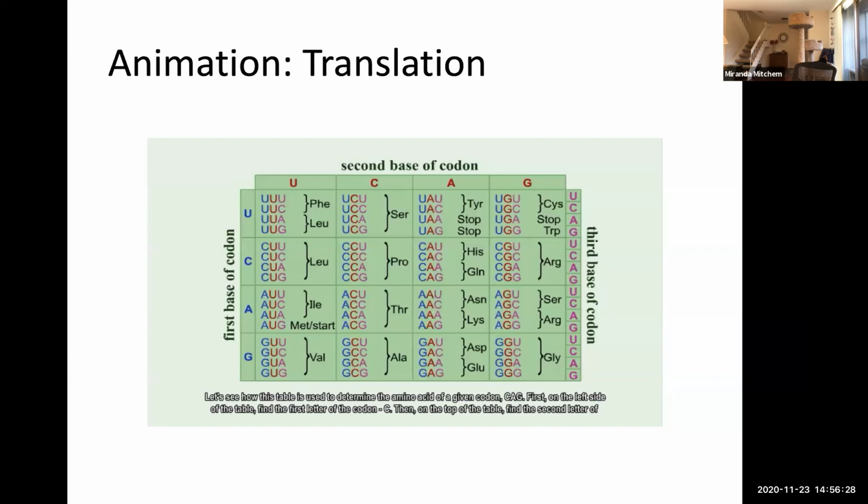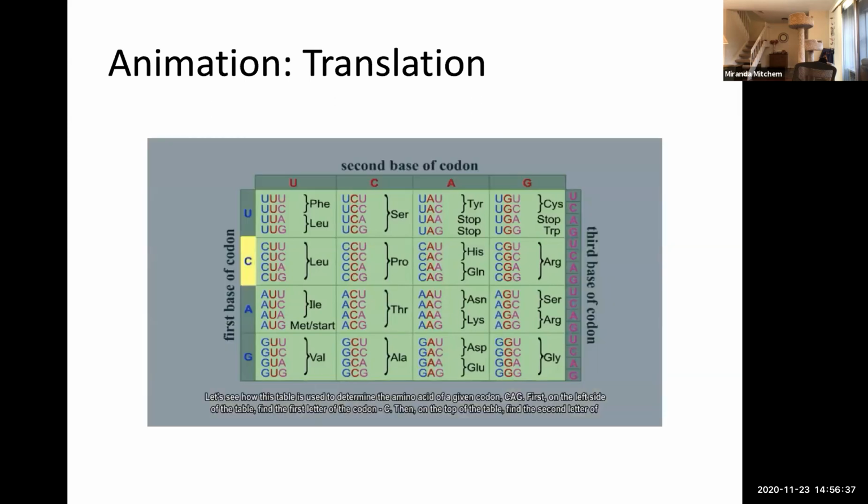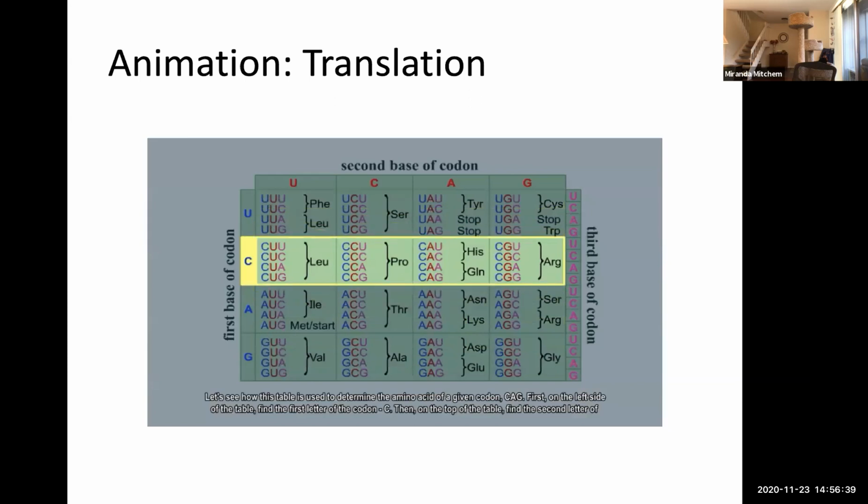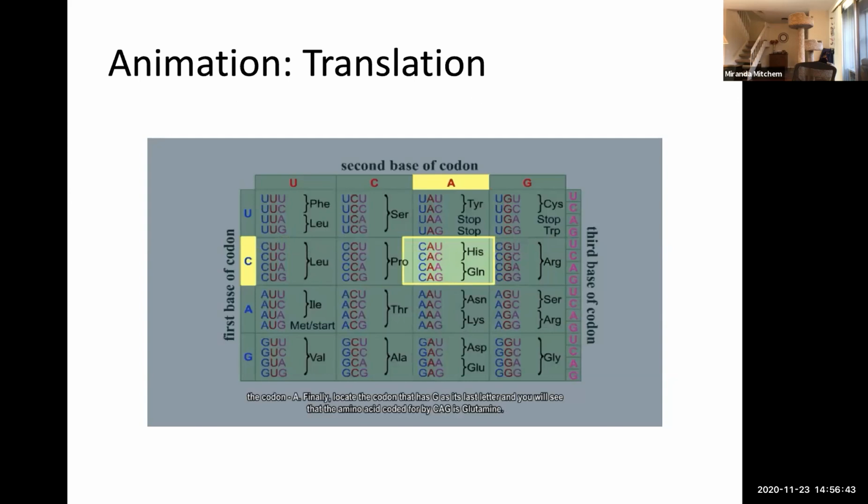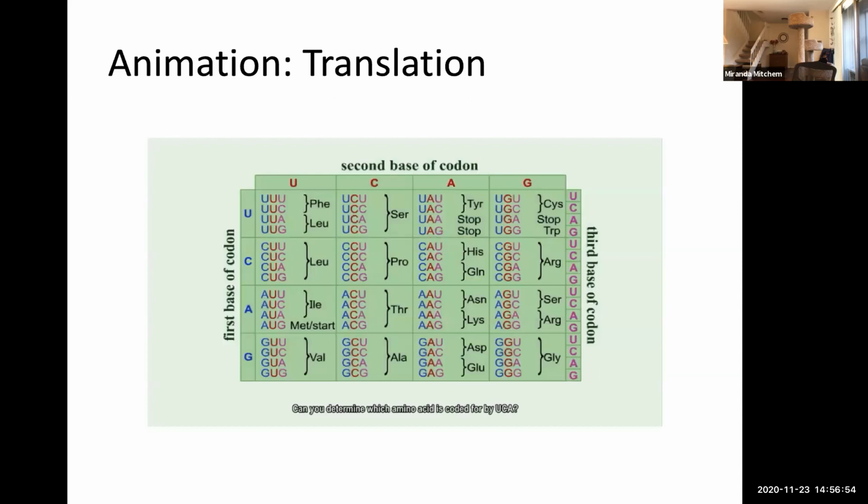Let's see how this table is used to determine the amino acid of a given codon, CAG. First, on the left side of the table, find the first letter of the codon, C. Then on the top of the table, find the second letter of the codon, A. Finally, locate the codon that has a G as its last letter, and you will see that the amino acid coded for by CAG is glutamine. Can you determine which amino acid is coded for by UCA?